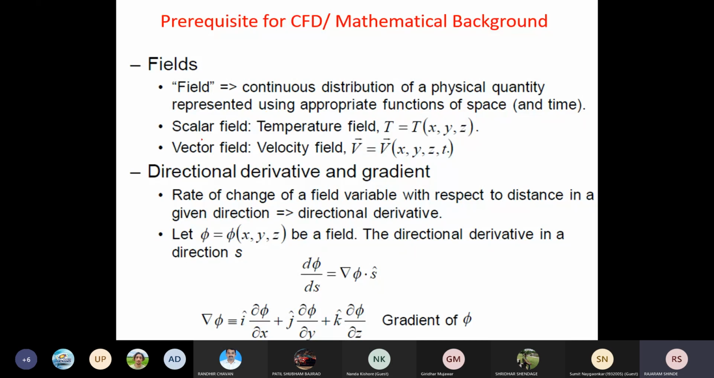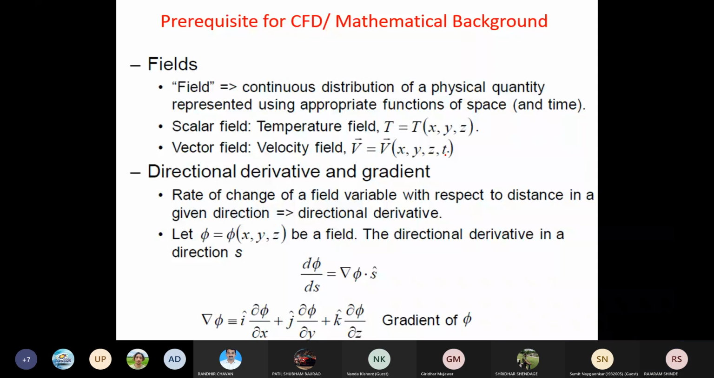Here you can see, if we consider the scalar field, temperature field, T is equal to a function of x, y, z, meaning it is a function of space. Okay. Vector field, velocity field, that is v bar, is a vector function of x, y, z, and if it is a function of time, for transient problems, then you have to add the time also. Now this is the meaning of the field, and we regularly use this word. When we consider a field, it is a continuous distribution of a physical quantity. You have to remember this.